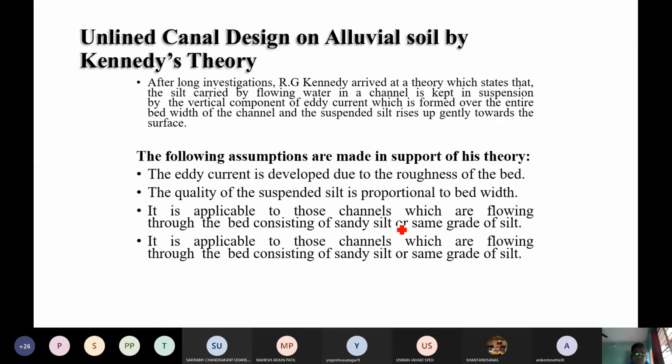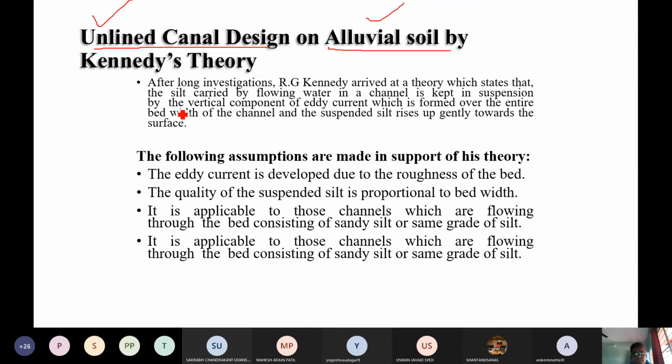Now you have seen the design of the unlined canal on non-alluvial soil, but now you see the unlined canal design on alluvial soil. Alluvial soil is nothing but soil formed because of the deposition of silts. So after long investigations, Kennedy arrived at a theory which says that the silt parameter is very important, particularly for this alluvial soil, and those silt parameters were introduced by Kennedy. And we are thinking for the unlined canal, not for the lined canal.